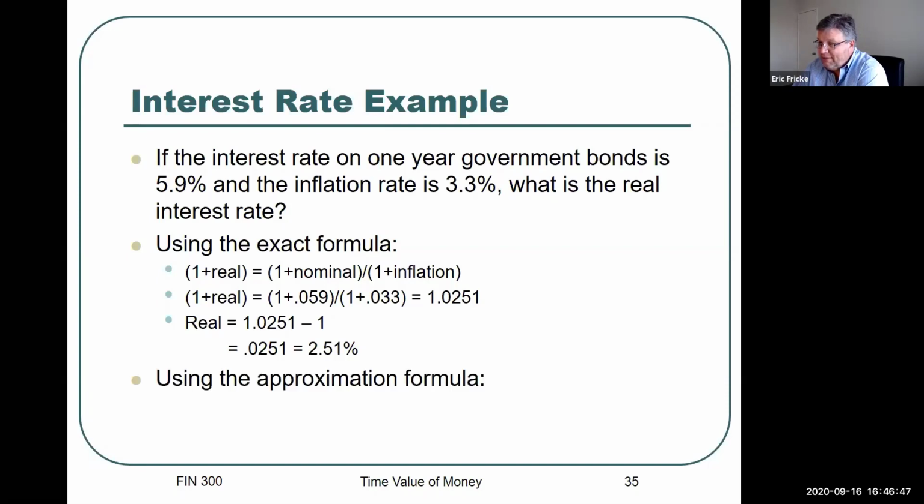If we use the approximation formula, it's a much easier calculation. It's just the nominal minus the inflation rate. We get 0.059 minus 0.033, which is 2.6%. And so that's pretty close.